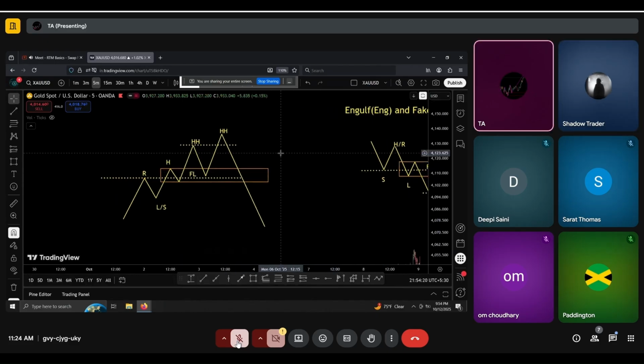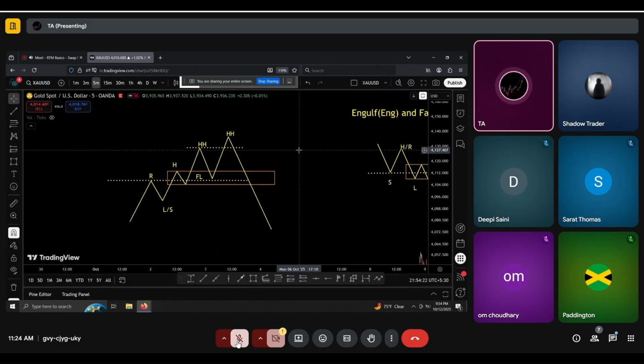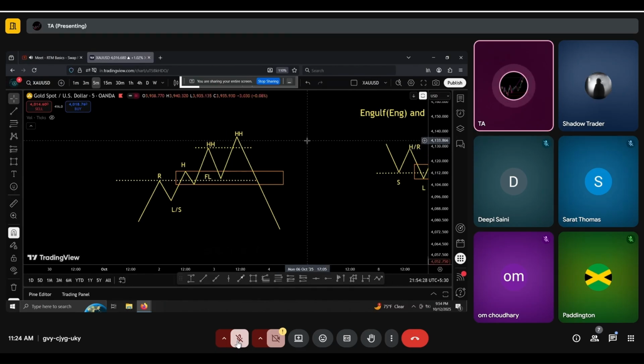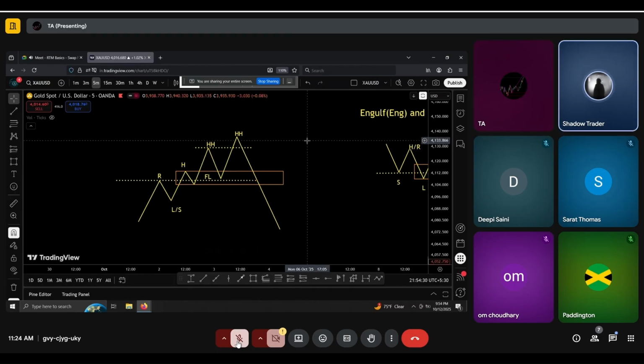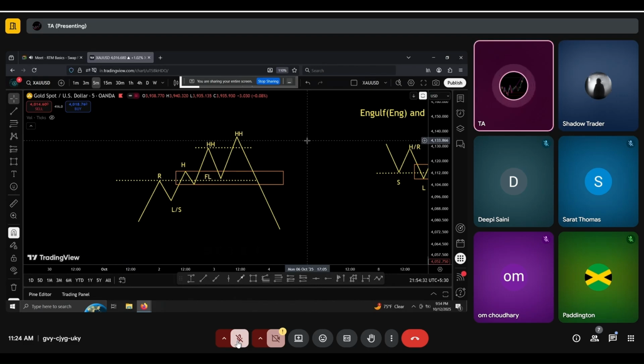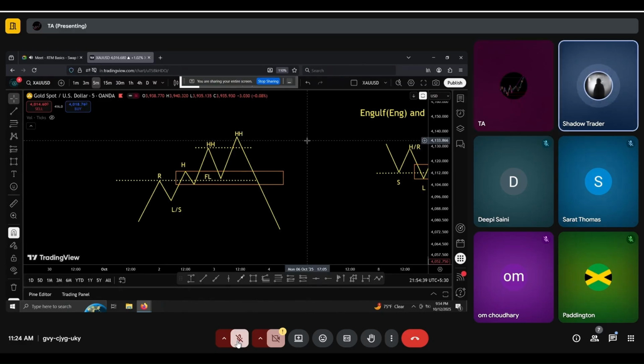Okay, so now first we will look in bullish structure. So what is engulf? Engulf is simply when the price breaks, in general terms, whenever price breaks any level, we call this engulf.